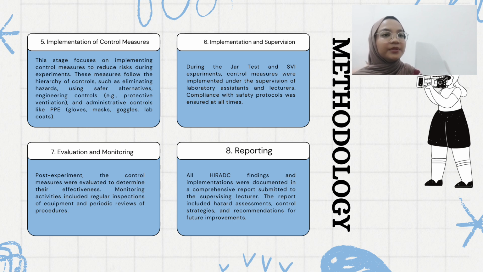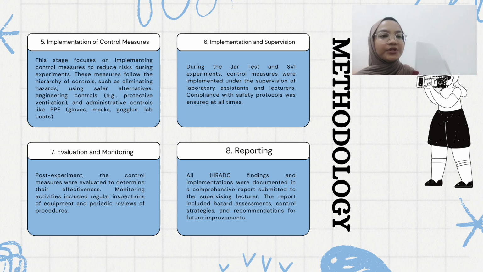The sixth is implementation and supervision. During the jar test and SVI experiments, control measures were implemented under the supervision of laboratory assistants and lecturers. Compliance with safety protocols was ensured at all times. The seventh is evaluation and monitoring. Post-experiments, the control measures were evaluated to determine their effectiveness. Monitoring activities include regular inspections of equipment and periodic reviews of procedures.